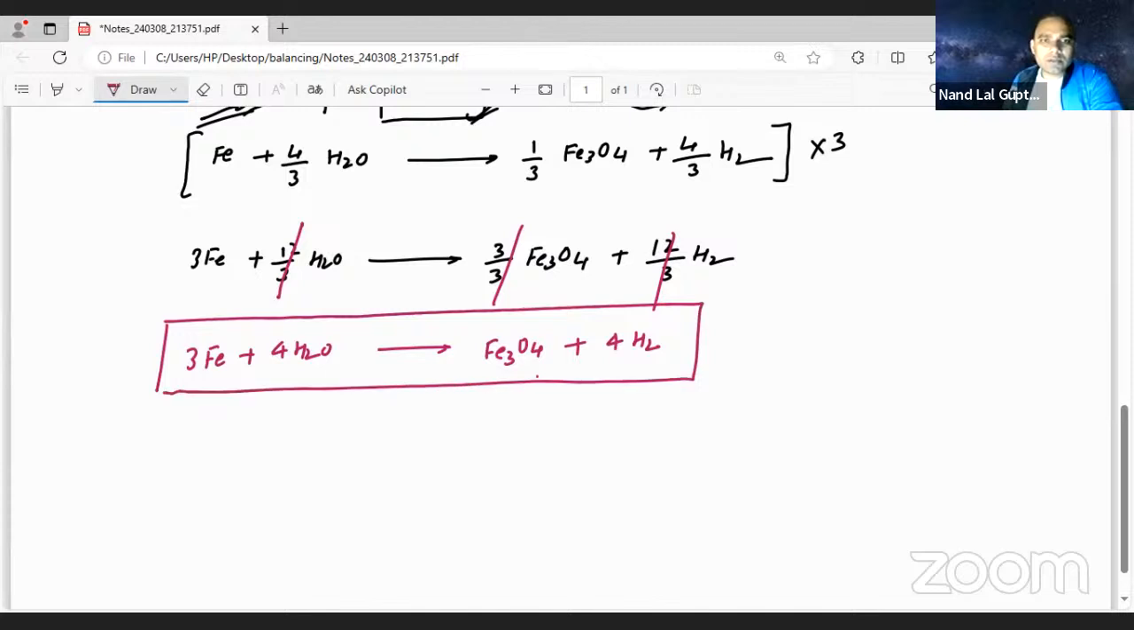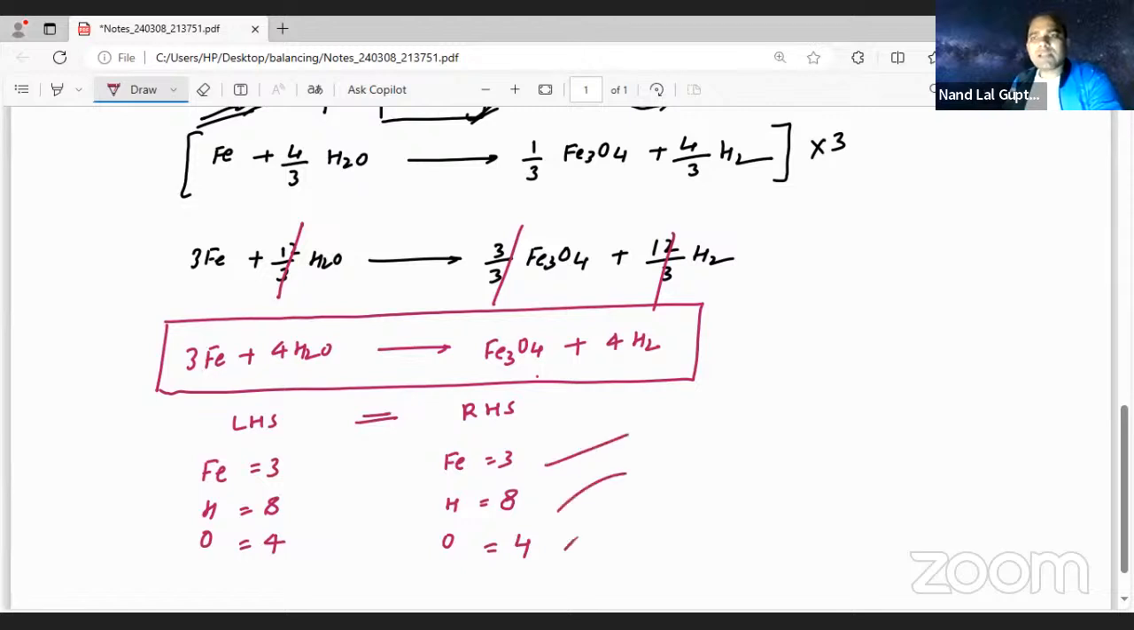You can check: LHS atoms should be equal to RHS atoms. Here Fe is there, H is there, and O. Similarly on this side Fe is there, H is there, and O is there. Fe is how much? 3. This side 3. Hydrogen is how much? 8. This side hydrogen is going to be 8. Oxygen is 4. This side oxygen is 4. So everything is balanced. You can check, so this is verified, student. The equation is balanced. Now let us see one more problem.